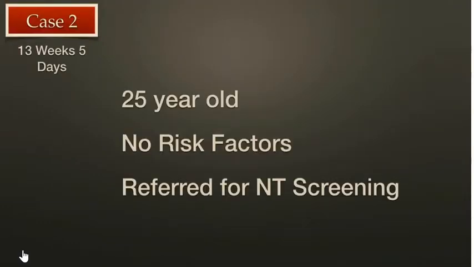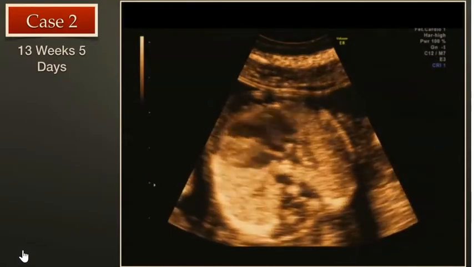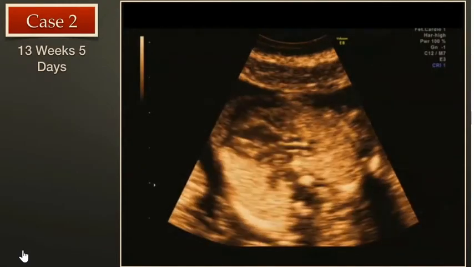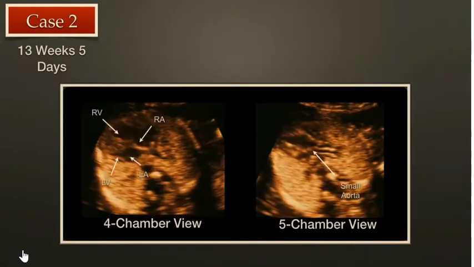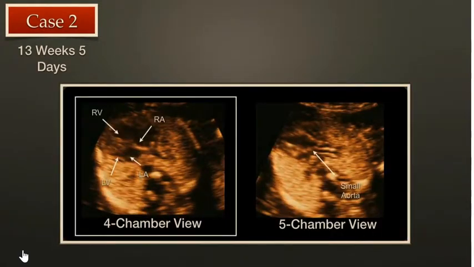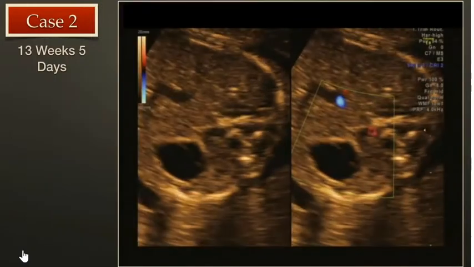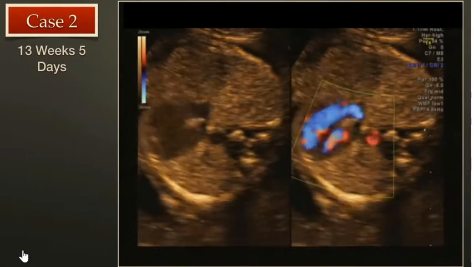Case 2. Case 2 is a fetus at 13 weeks and 5 days referred for NT screening with no risk factors. What do you see in this clip? The following abnormalities are identified: dilated right ventricle and decreased left ventricle, and a small aorta identified in the 5-chamber view. The power Doppler demonstrates ventricular disproportion with tricuspid regurgitation.